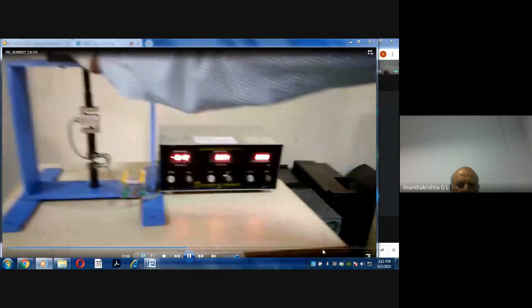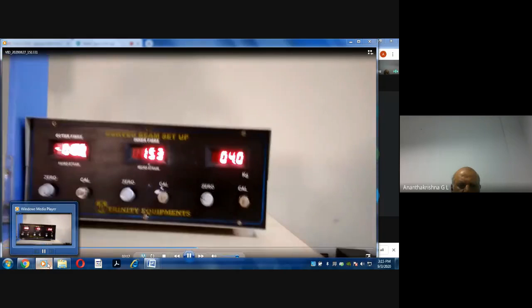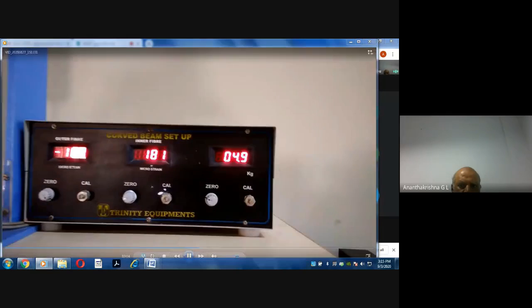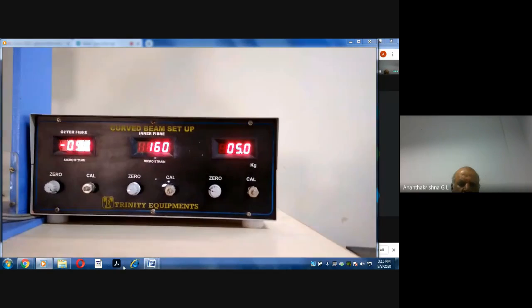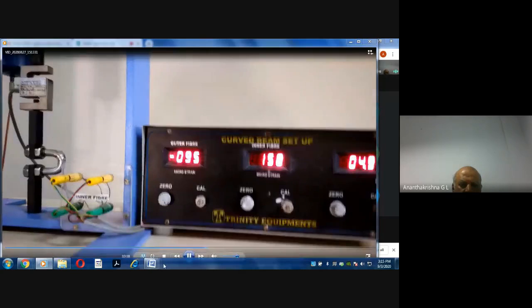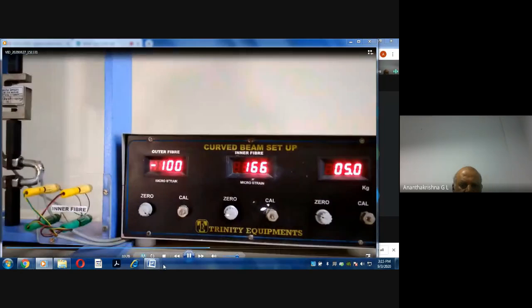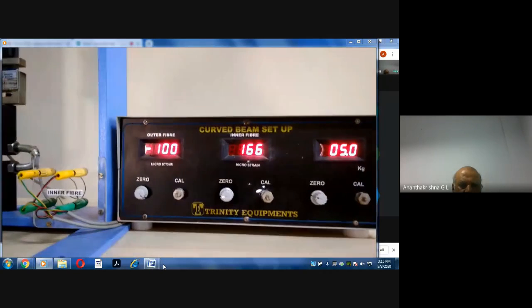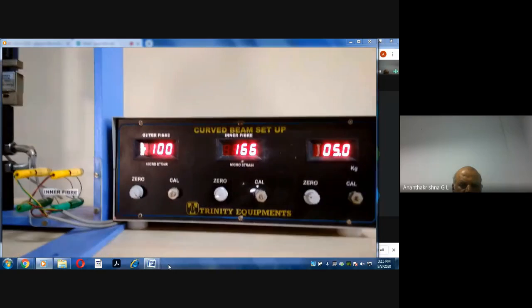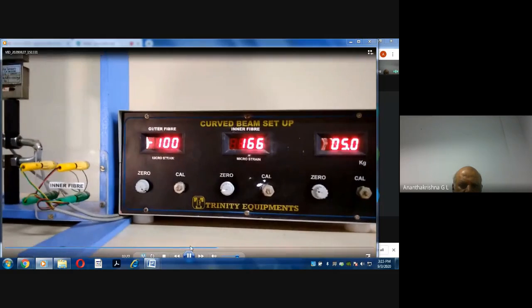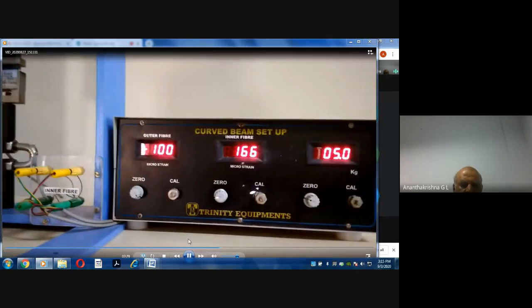We will take reading initially for 5 kgs. Keep rotating slowly. So 5 kgs. Note down the readings of inner fiber and outer fiber. It's showing 166 and 100 micro strain. Okay, and now note down those readings.